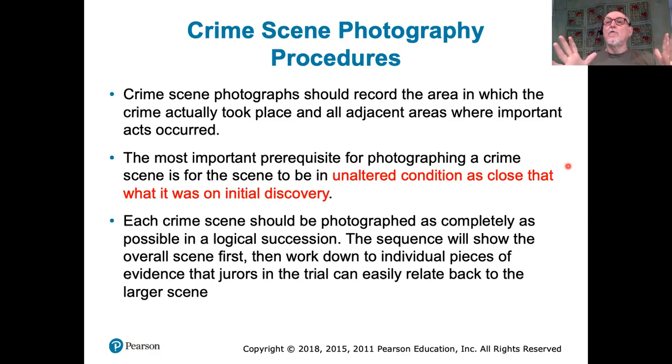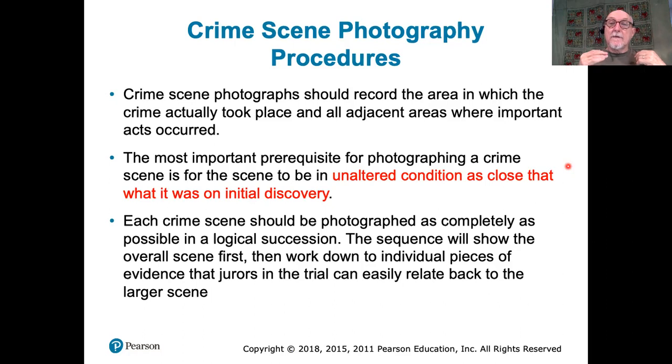So there are overview photographs which allow, for example, a jury or an investigator using the photographs to orient themselves, as if in their minds they can place themselves in the crime scene and know what they would be looking at if they turn their head to the left or to the right.